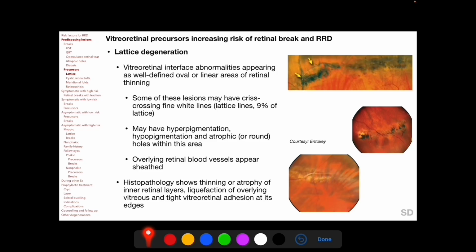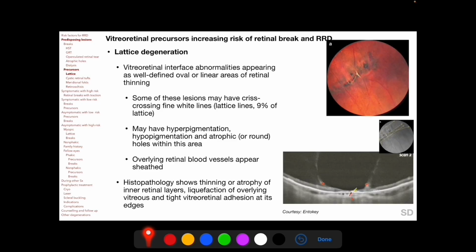Lattice lesions may have hyperpigmentation as seen here in this photograph, hypopigmentation as seen here in this photograph, and as we have described, round atrophic holes within their boundaries. And blood vessels traversing through lattice lesions appear sheathed. And histopathology of lattice degeneration lesions, as seen here in this B scan, consists of thinning or atrophy of inner retinal layers, liquefaction of overlying vitreous, and tight vitreoretinal adhesions at the edges of the lattice lesion.